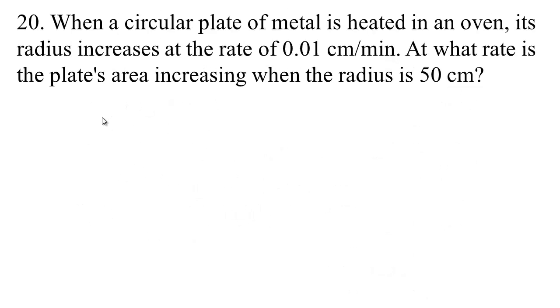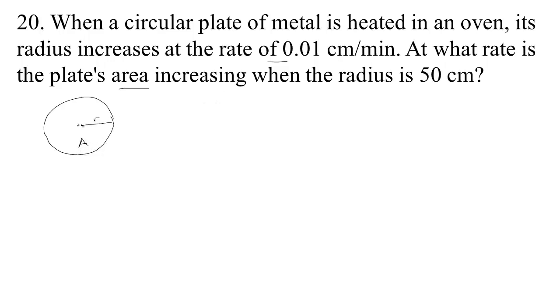In this problem, we have a circular plate of metal, and we're heating it up, so it's getting bigger. Its radius is increasing at a particular rate, so we want to know the relationship between the rate of change of the radius and the rate of change of the area. So we have a plate. As we heat it up, it gets bigger, so the radius increases. At the same time, the area is also going to increase.